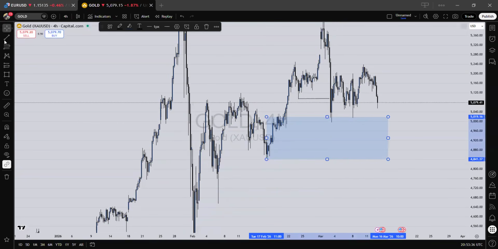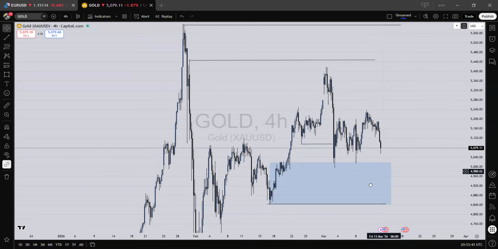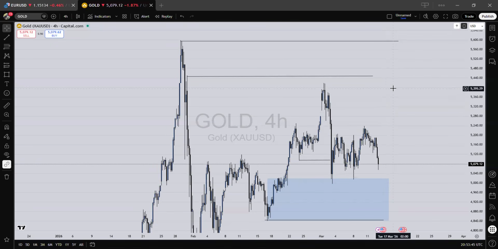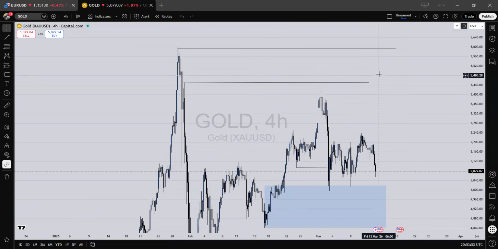If the price comes way below here and closes below it, then I can become neutral. But right now I'm still bullish, which means I'll be looking for buy opportunities, which I'm still looking for. All right, I'm still looking for buy opportunities.